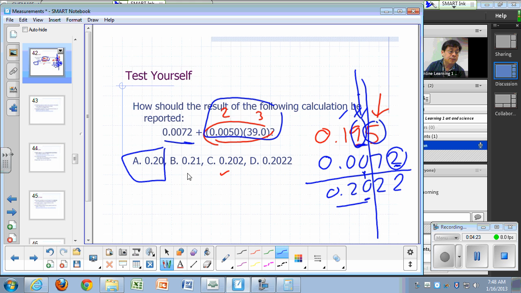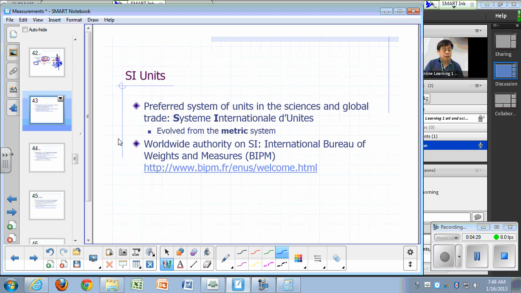All right, so let's move on. Let's talk about units now. The preferred system of units that's used in the sciences and for global trade is known as the SI system. SI stands for Système International, and it's basically a system that's evolved from what's known as the metric system.